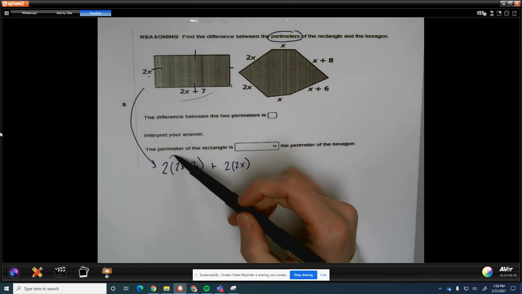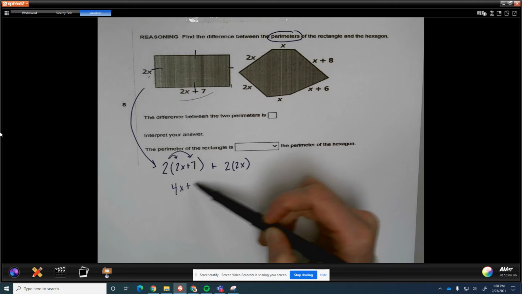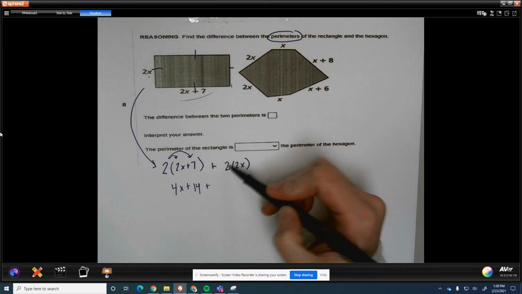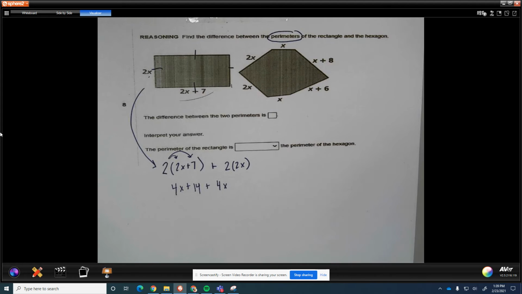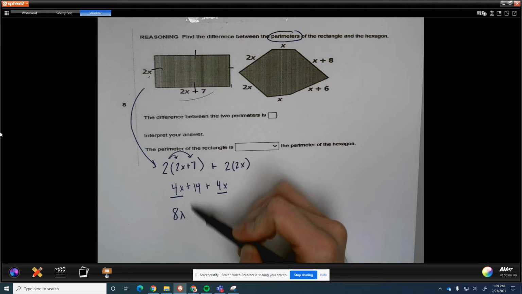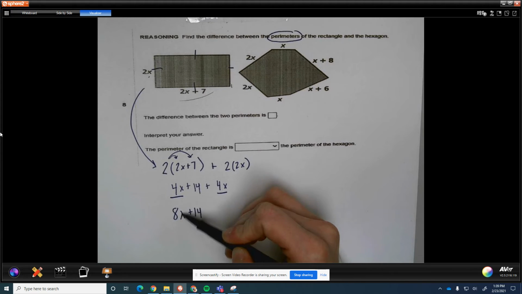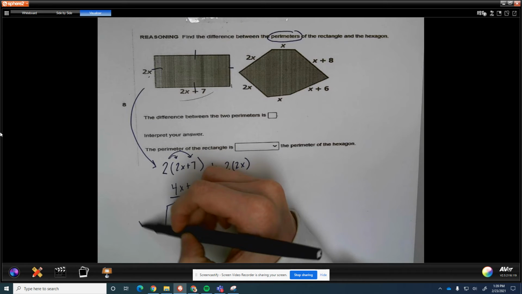I'm going to distribute. So I'm going to end up with 4x plus 14 plus, and then 2 times 2x is 4x. I'm going to combine my like terms here. So I have x's and x's. Remember, I can't combine 14 with anything because there's no other like terms. There's no other just plain old numbers. So when I do 4x and 4x, I'm going to end up with 8x plus 14. Okay, so this is my perimeter of the rectangle.